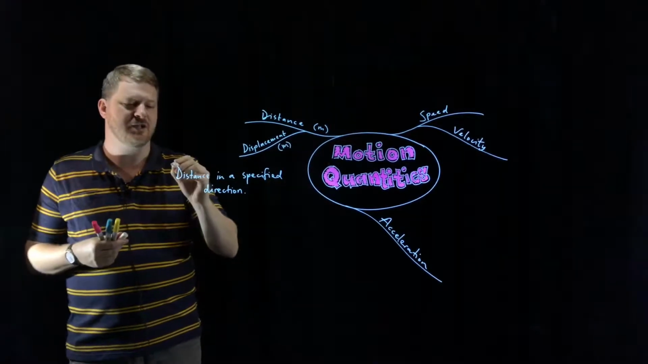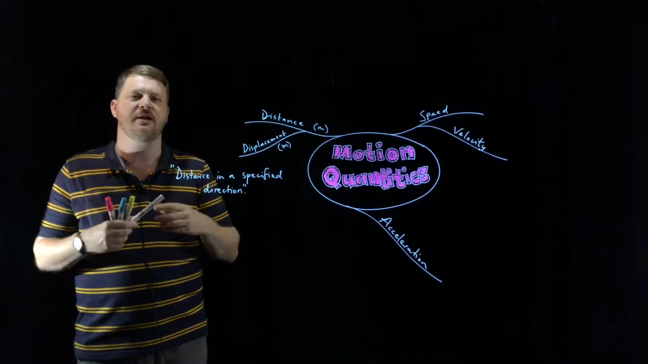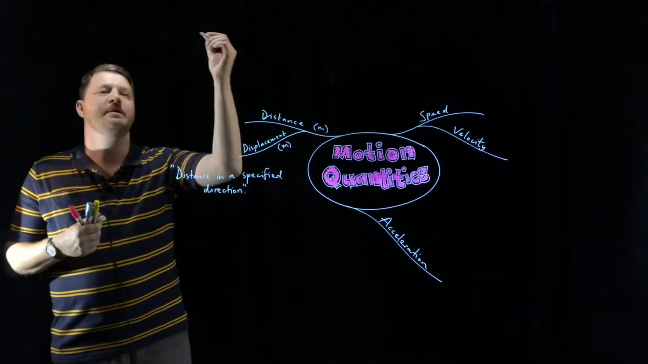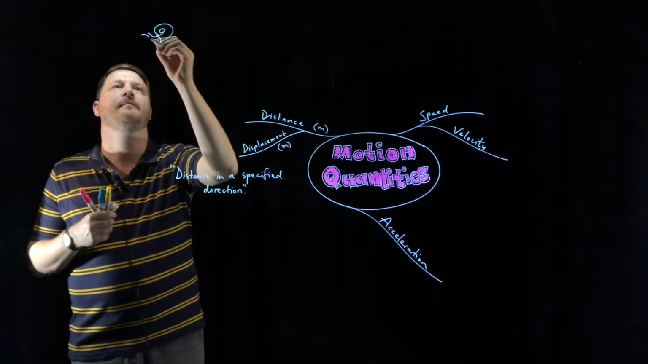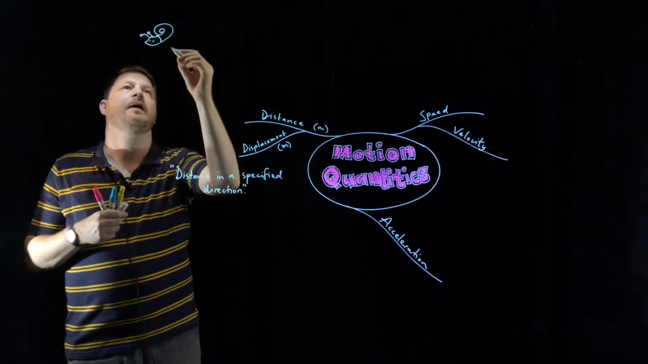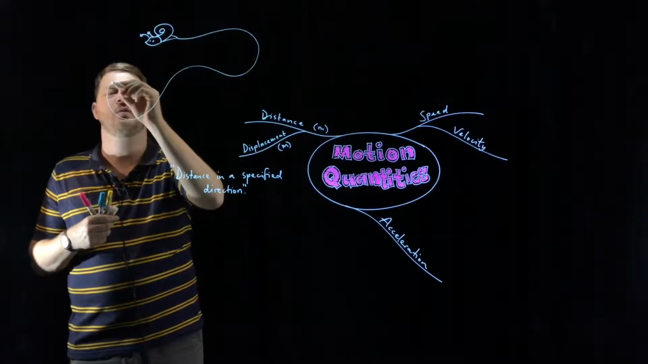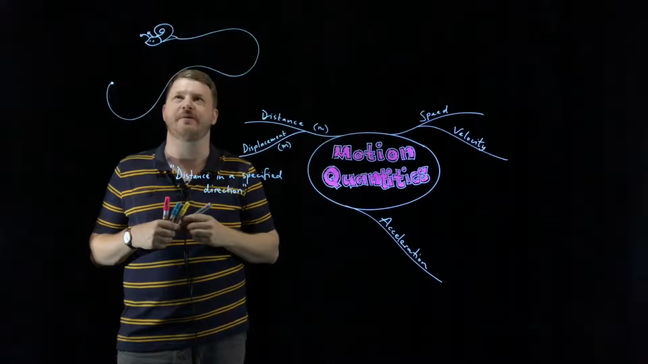Now, this is the definition which you should quote if you are asked to define displacement. But let's have a closer look at what it really means. So we'll do that by an example. Supposing I have a snail. Now, here's a snail. And let's say that the snail has just travelled on a wiggly path and it's left a slime trail.